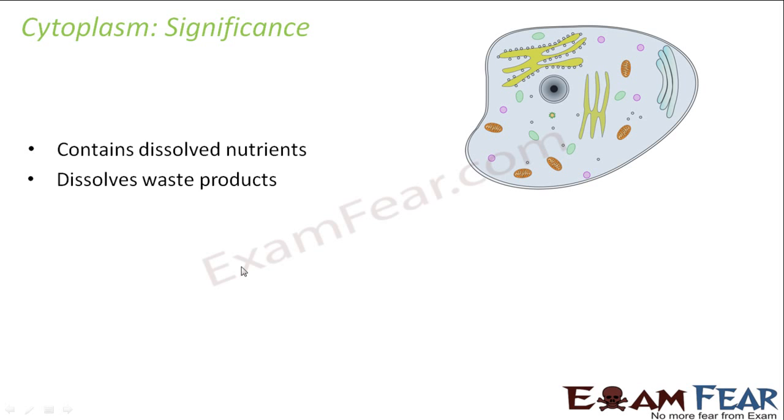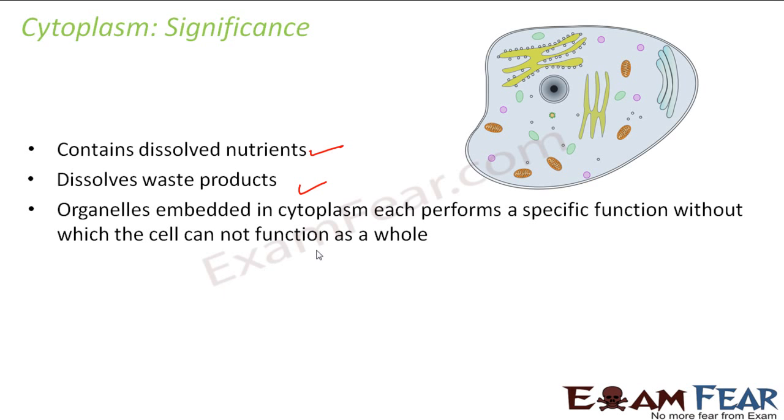It dissolves waste products. It is a fluid-like structure. Therefore, let us suppose some waste products are produced in some of the cell's organelles. It has the capacity to dissolve the waste products. Organelles embedded in cytoplasm each perform a specific function without which the cell cannot function as a whole. Absolutely correct, right? Because as I mentioned, the cytoplasm provides a platform where different cell organelles can stay.